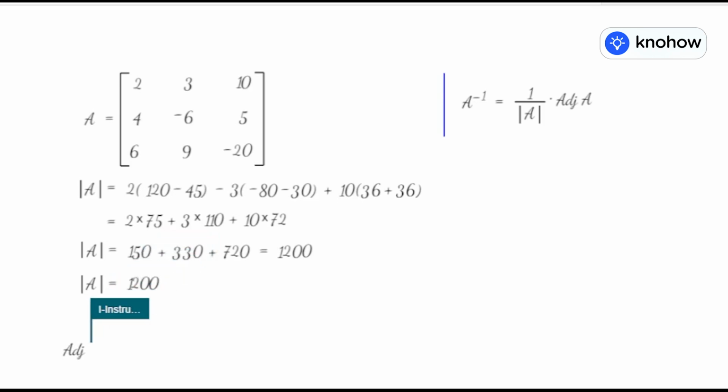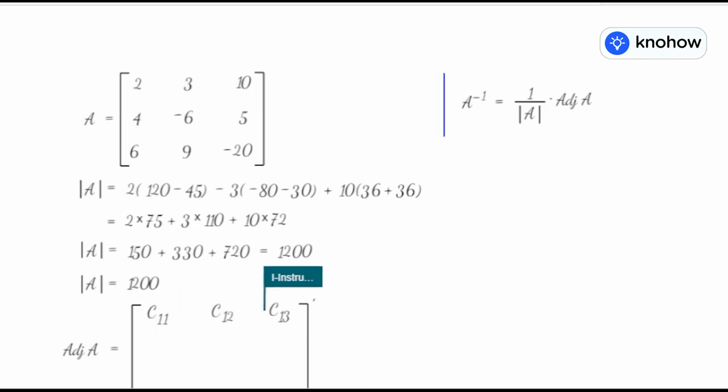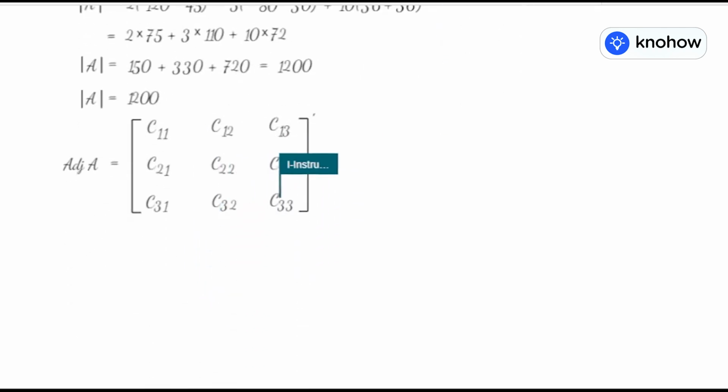And now let us find the value of adjoint A. You know the adjoint A is the transpose of the cofactor matrix, that is, the transpose of the matrix obtained by replacing each element by the corresponding cofactor C11, C12, C13, C21, C22, C23, C31, C32, C33. And you know how you work out the cofactor? Delete the row and column through that particular element and work out the remaining second order determinant with proper sign, and the signs are plus, minus, plus, minus, plus, minus, plus, minus, plus. You know the sign convention.